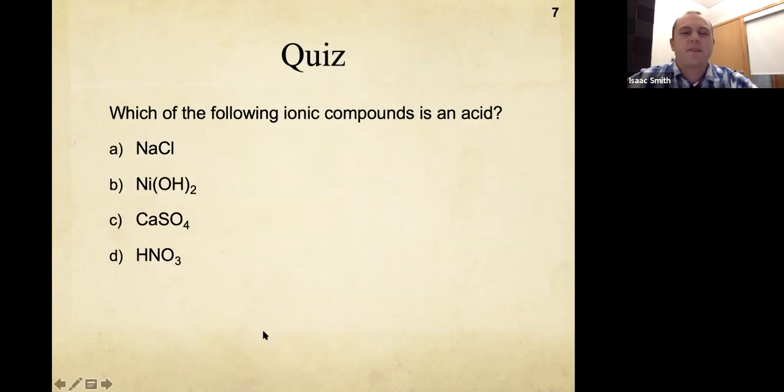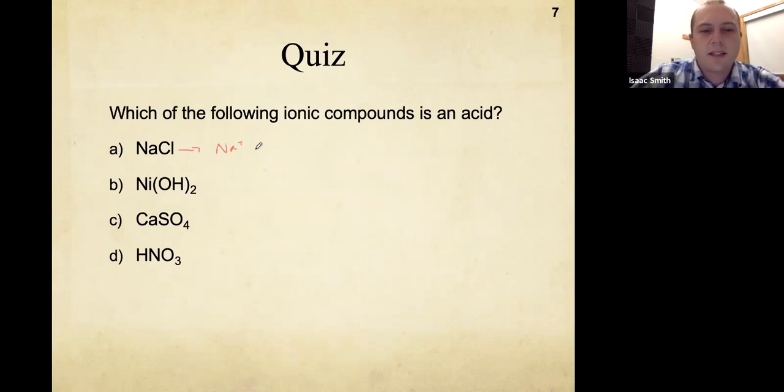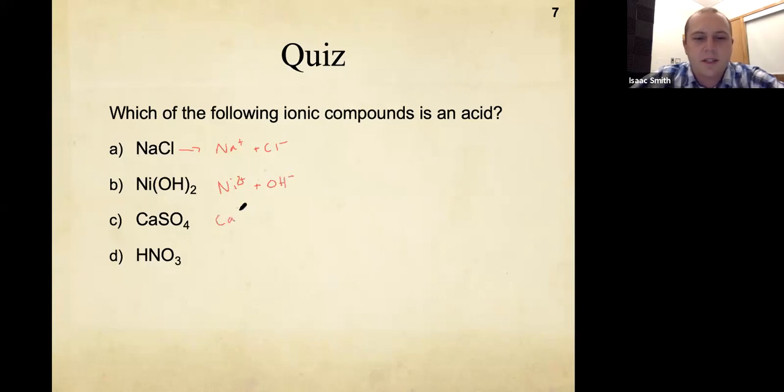Okay, all right, go ahead and try this quiz. Okay, so if we're looking at this, NaCl, when it's placed in water, is going to dissociate into Na plus ions and Cl minus ions. Nickel hydroxide would dissociate into nickel 2 plus ions and OH minus. Calcium sulfate is going to dissociate into calcium ions and sulfate ions. And then nitric acid is going to dissociate into H plus ions and nitrate.